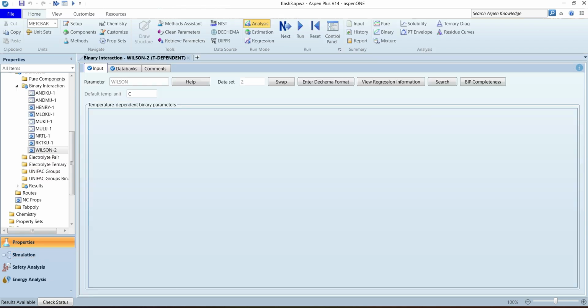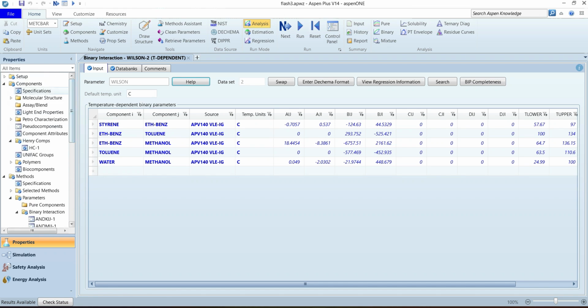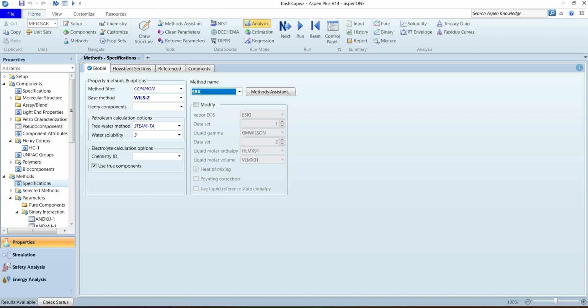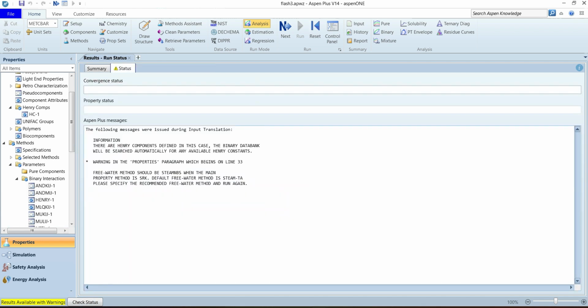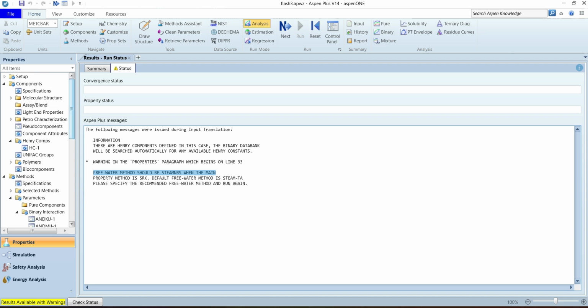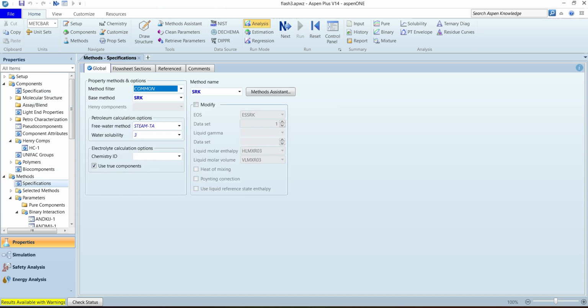Let's shift to the equation of state for better comparison. Let's use SRK. There is a warning. Let's have a look at the warning. SRK requires the free water method calculation as steam NBS. Let's have a look at the default free water calculation method. By default, the free water method is steam TA, so we need to switch to steam NBS, which is required by the SRK equation of state method. Let's run the simulation again, and now we can go to the simulation environment.